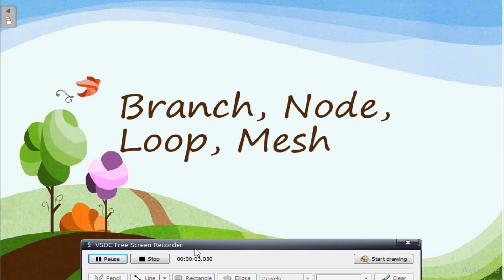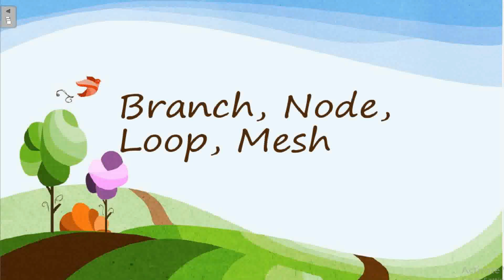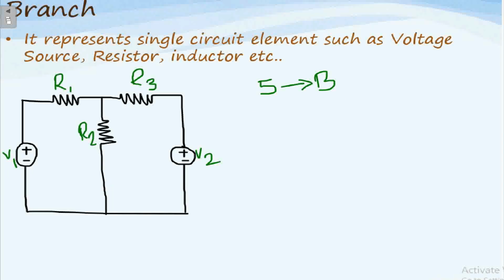Hello students, let us see the concept of branch, node, loop and mesh. A branch is nothing but a single circuit element in a network. A branch represents a circuit element.